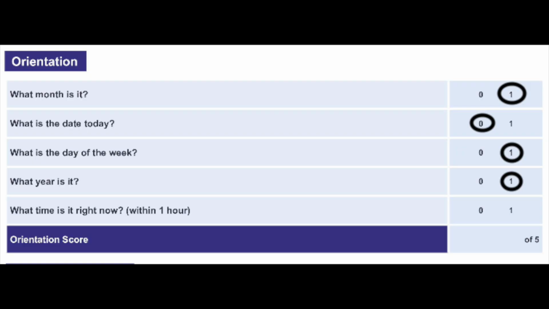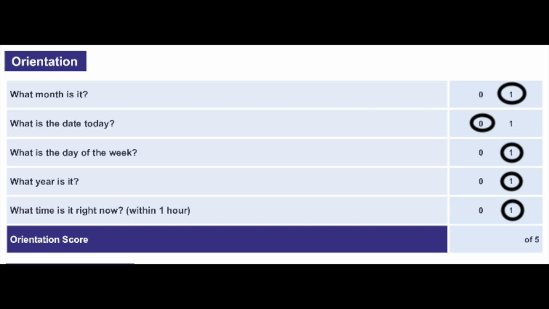What is the day of the week currently? I think it's a Friday. Okay. What year is it? 2024. What time is it right now? Just within an hour. About 8. Perfect. Now that the orientation portion of the cognitive screening is done, make sure you add up the orientation score.